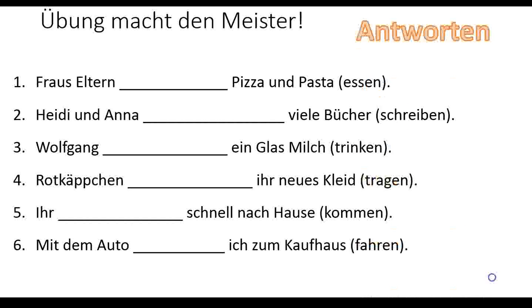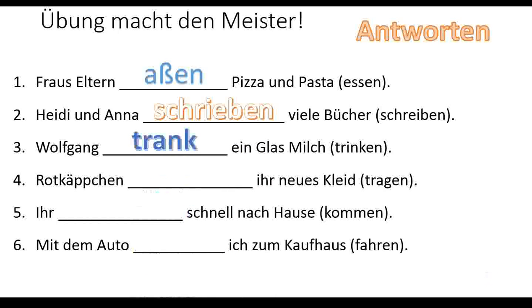Die Antworten. Nummer 1. Die Eltern aßen Pizza und Pasta. Nummer 2. Heidi und Anna schrieben viele Bücher. Nummer 3. Wolfgang trank ein Glas Milch. Nummer 4. Rotkäppchen trug ihr neues Kleid. Nummer 5. Ihr kamt schnell nach Hause. Und Nummer 6. Mit dem Auto fuhr ich zum Kaufhaus. Danke.